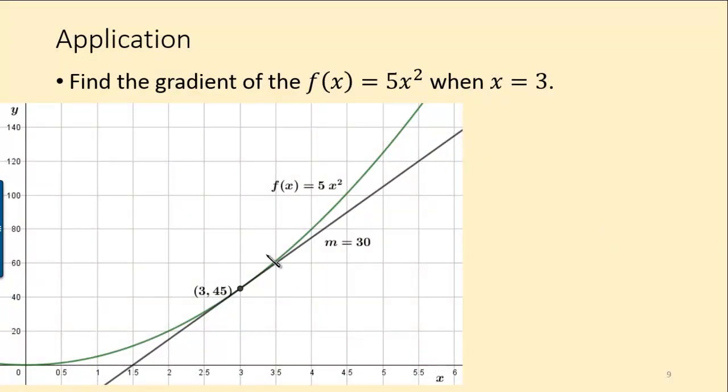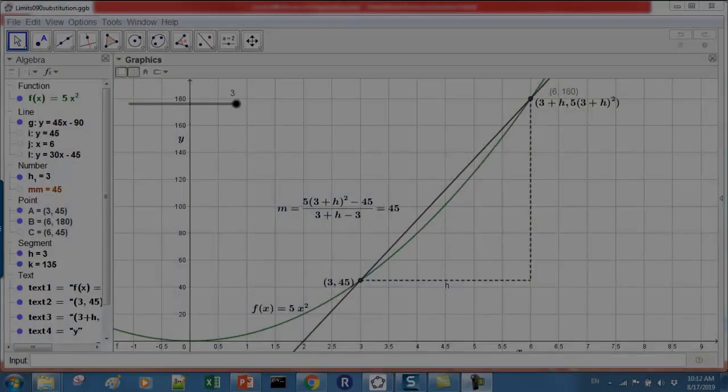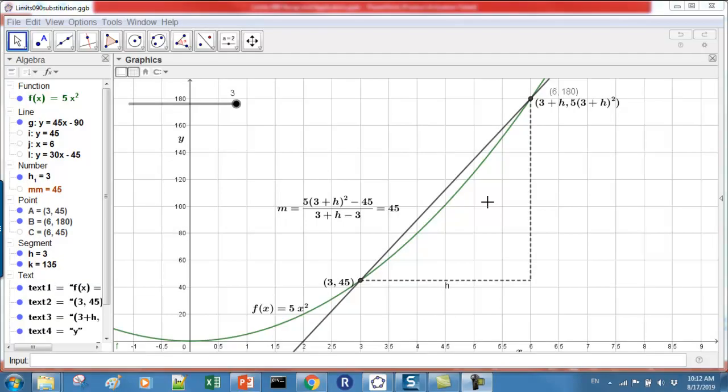So here we see the line drawn tangent, and of course its gradient is 30. And we were able to determine this gradient without having to draw this physically on some graph paper. We simply were able to do so using the function definition itself. So I'll try and demonstrate this a little bit more.